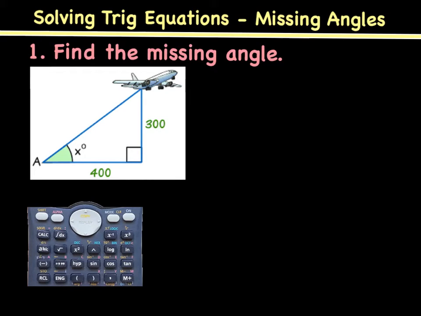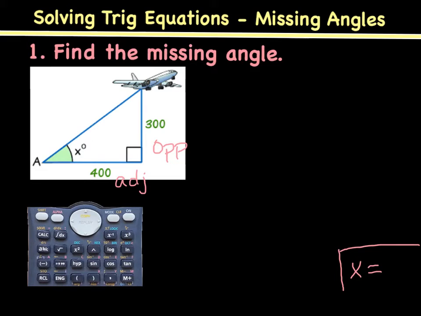All right, so what you're going to do is first decide, are you going to be using sine, cosine, or tangent? Okay, so let's go ahead and label the two sides that we have. Well, we're working with angle x, so 300 would be our opposite side. And what would 400 be? It's our adjacent side, which means we're working with tangent. Tangent is opposite over adjacent. Let me go ahead and put a spot for my answer over here.